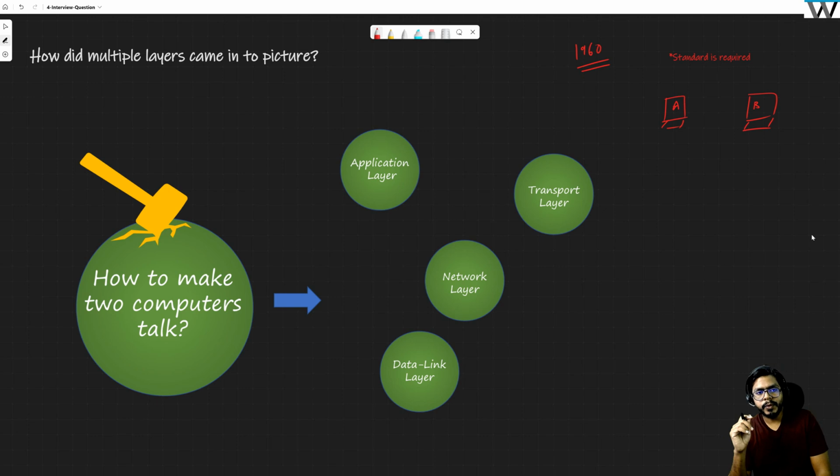If these are the computers, then how can these two computers communicate with each other? The common use case could be that if this computer has a file with the name maybe ABC, how is it going to share that file with computer B, so that it can have the same file, right? Believe me, all these computer systems were there in 1960.